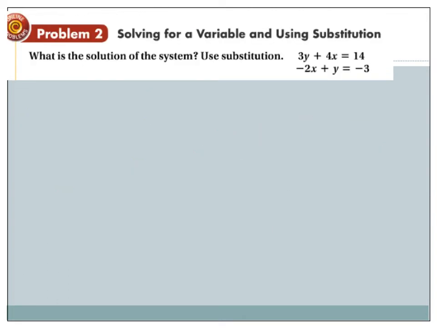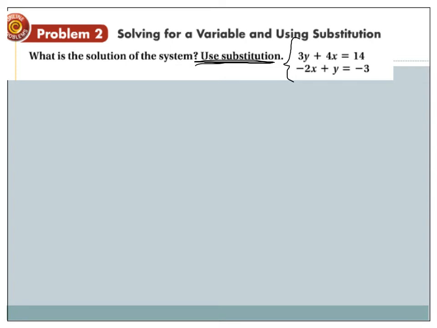So my next problem, it says, what's the solution of the system? So where do the 2 lines cross? Use substitution. If I tell you to solve this in one particular way, that's the way I expect to see all of your work. So in this system, I don't already have y equals or x equals all by itself.